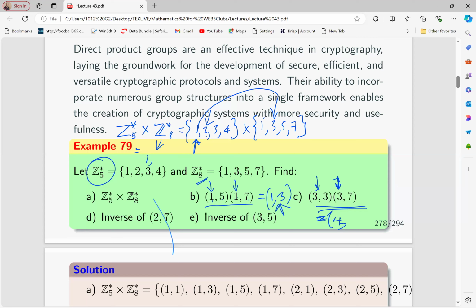So we get 4. And then these other elements are from the second group. Multiplying that gives us 21. And the group is mod 8. So 21 mod 8 would be 5. So that's how we multiply those elements.